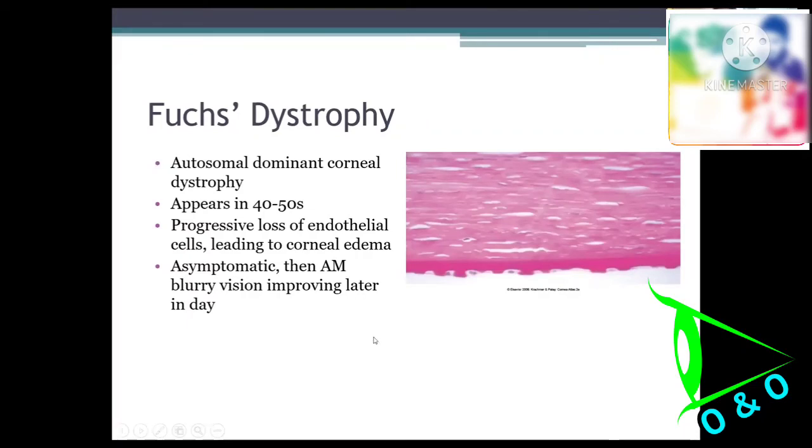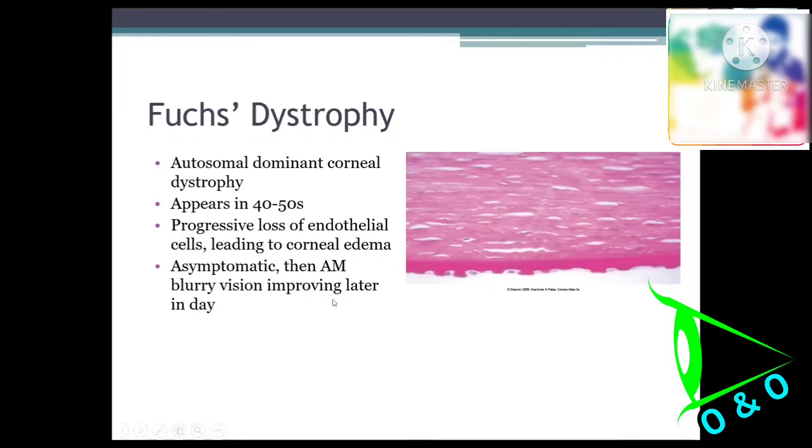So patients will typically be completely asymptomatic if you're catching them early on exam. So if I see that, I tell them, hey, you've got this condition called Fuchs dystrophy. You're not having any symptoms from it. You know, we'll watch it. We may need treatment later on.